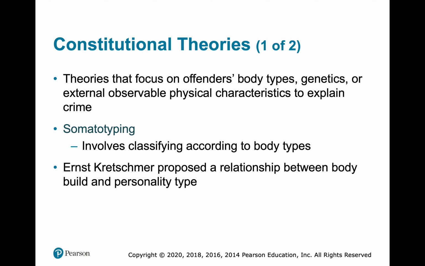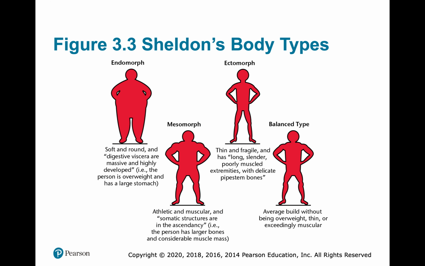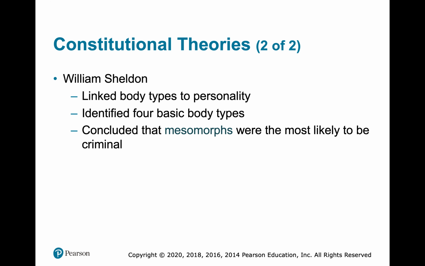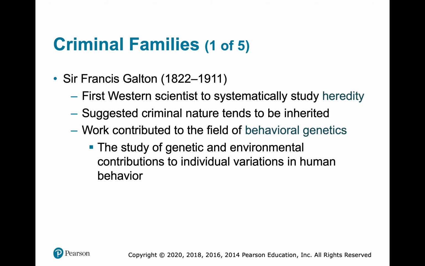Now, the next set of theories looks at the body types, genetics, and other types of observable physical characteristics. And the first one we have here is the school using somatotypes. This is looking at classifying offenders according to body types. And Sheldon basically linked body types to personalities, and he concluded that mesomorphs were the most likely to be criminal offenders. Now, let's take a quick look at his 4 body types.